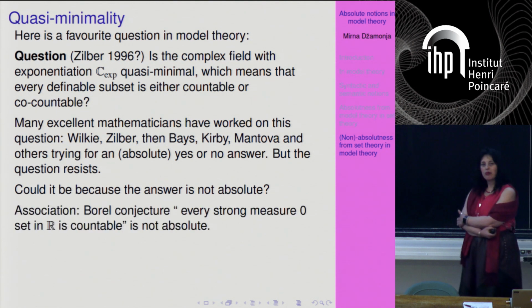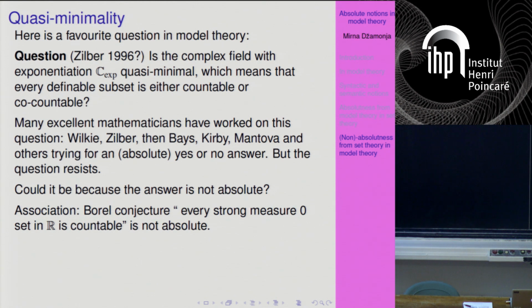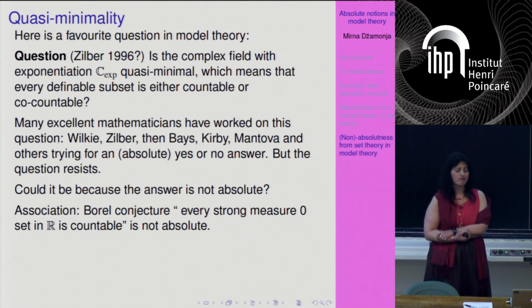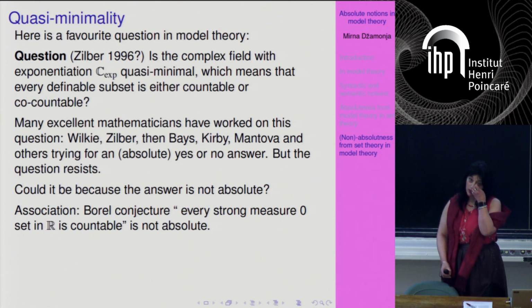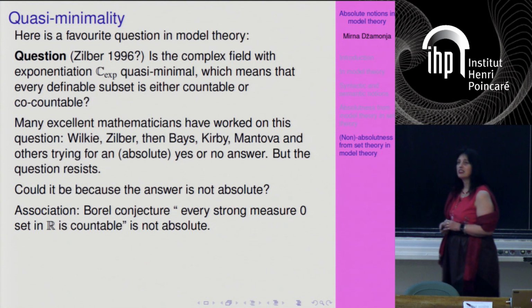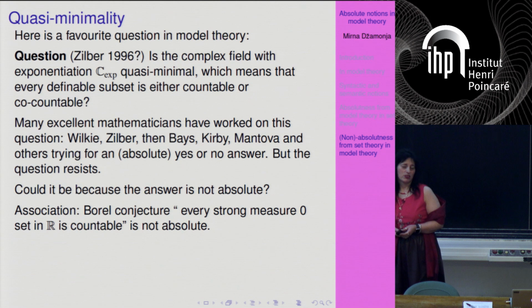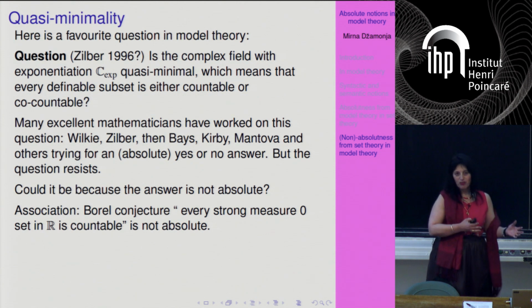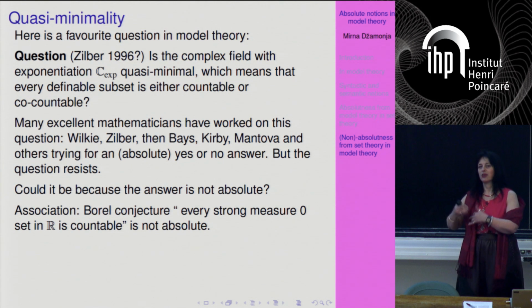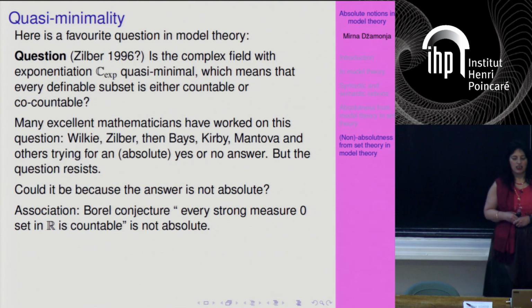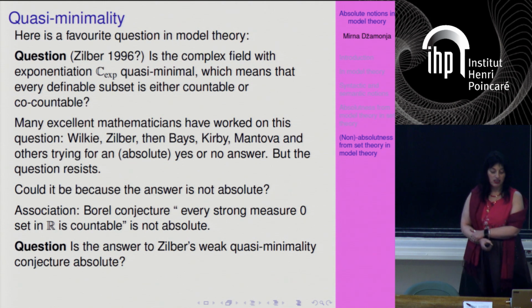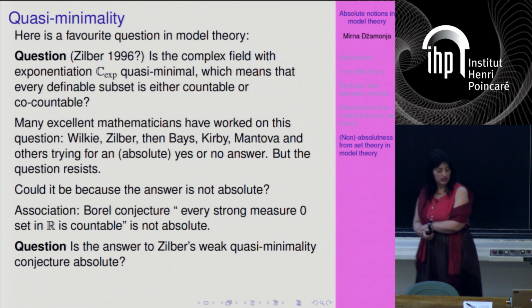And let me mention, for example, a similar result that one has in set theory. There was this Borel conjecture about strong measure zero sets. Strong measure zero sets are defined by some countable conjunction. In analysis, they have measure zero, but they are stronger. And Borel conjectured that maybe all of them are countable. Actually, it is possible that all of them are countable, but it's also possible that it is not. So if you think of Borel sets of measure 0 and the opposite of Borel sets of measure 1, it does look a little bit like this quasi-minimal context. So it asks the question: is the answer to Zilber's weak quasi-minimality conjecture, which this question is known as, absolute?